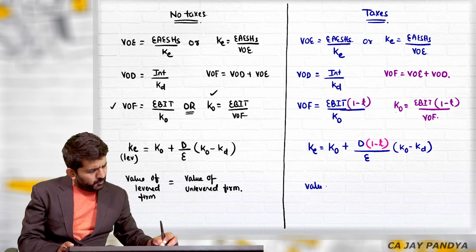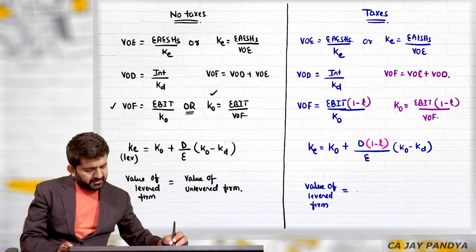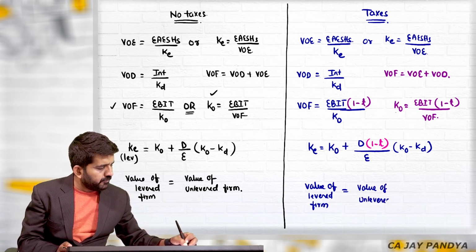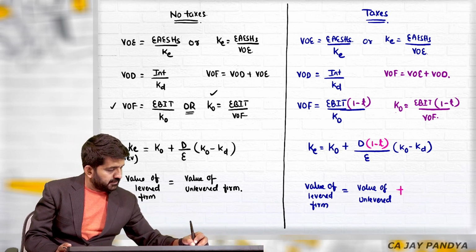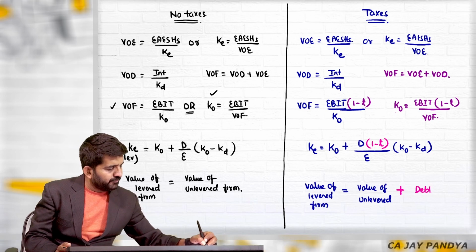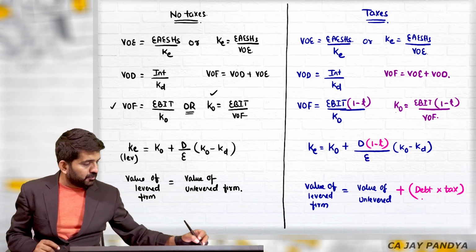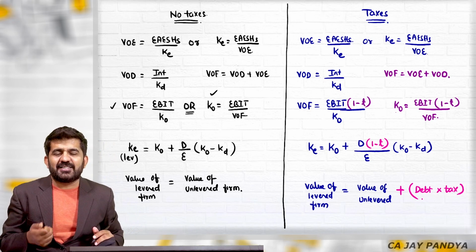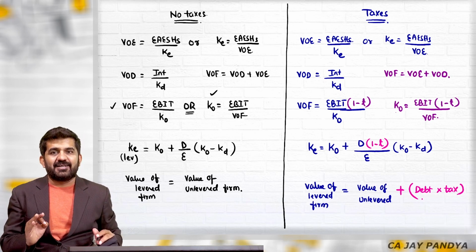Also, value of levered firm is equal to value of unlevered firm plus, this will be added, debt multiplied by tax rate. In this session we have understood how this debt multiplied by tax rate works, right? The earlier formula is when there are no taxes. Whenever there are taxes, you can use this formula, find out the answer, and you will be getting a correct answer.